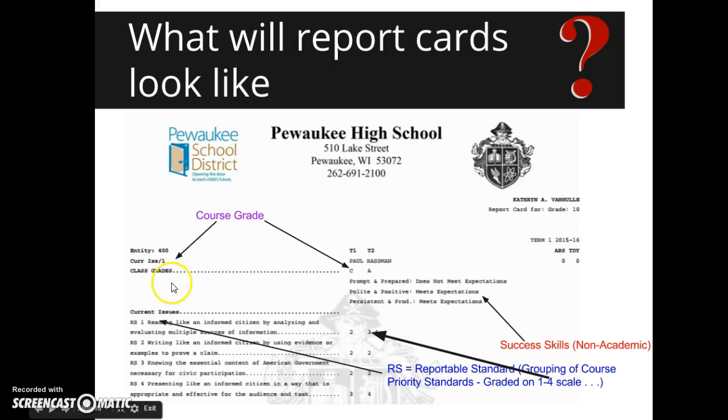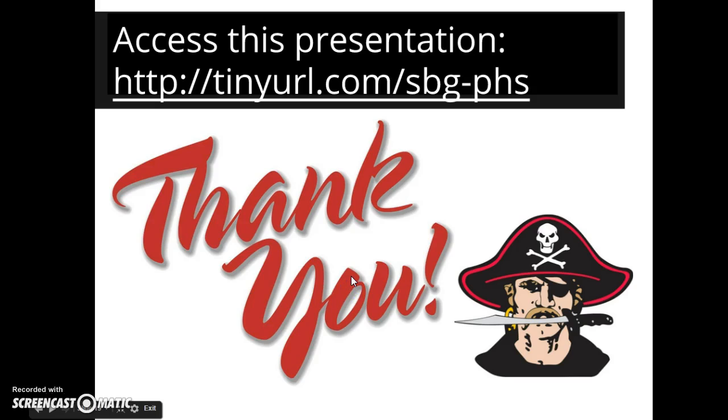You'll find the course name, you'll find the term grades. Here are the success skills, as well as their designation of meeting or not meeting. And here are the reportable standard items for each of the courses. So in this case, in a current issues course, in Term 1, Catherine would have received a C, and that grade is constituted from these reportable standard grades that feed this letter grade.